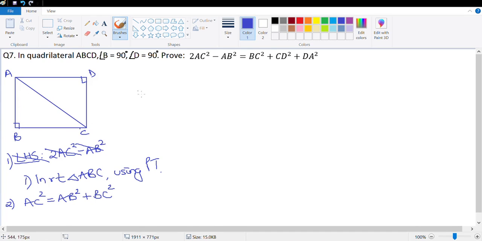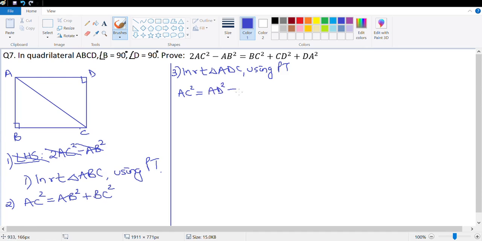Done. Let's look at the second right triangle that we have and apply Pythagoras theorem there as well. So in a right triangle ACD using Pythagoras theorem, what I get is AC square again is equal to AD square plus CD square. Yes, this is also fine. So this is point number 4.